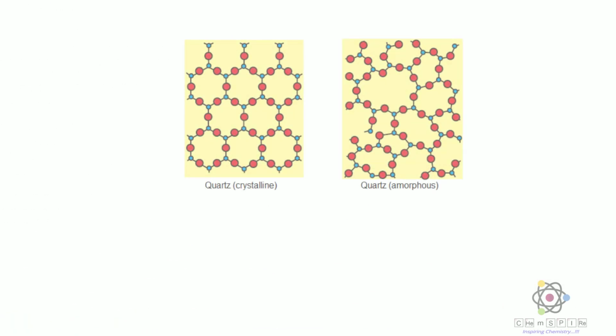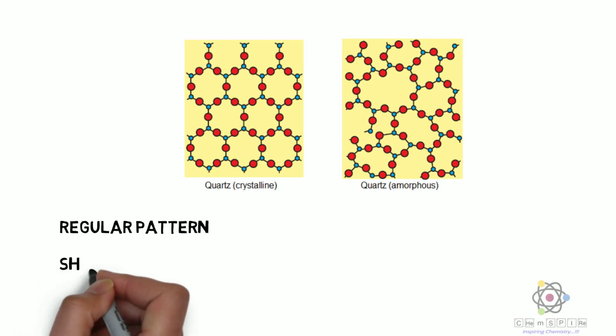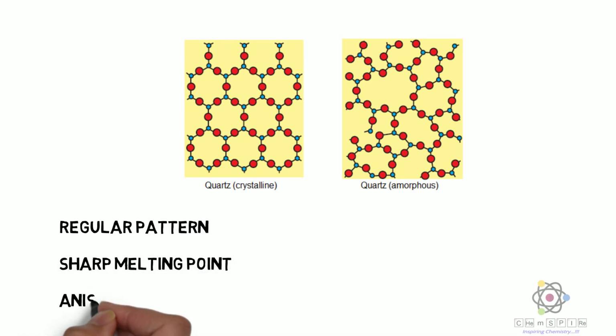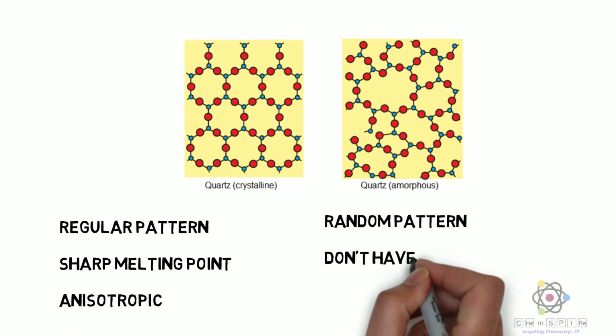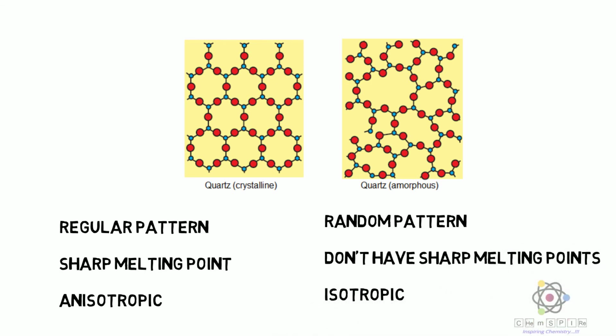So let's quickly revise crystalline and amorphous solids. In crystalline solids there is a regular pattern of arrangement of particles. They have sharp melting points and they are anisotropic in nature. Whereas in amorphous solids, there is a random pattern of arrangement. They don't have sharp melting points and they are isotropic in nature.